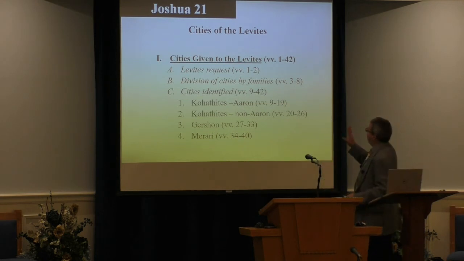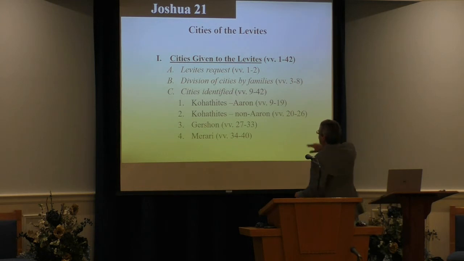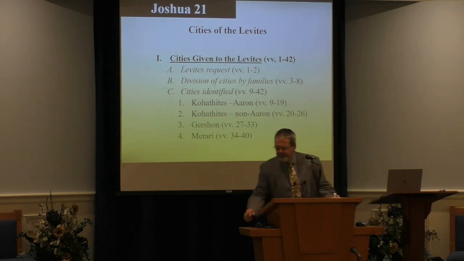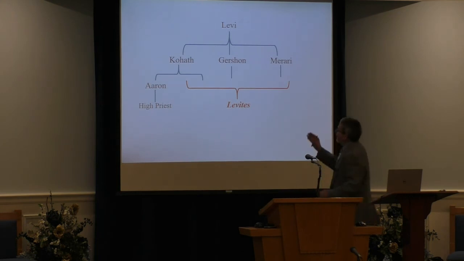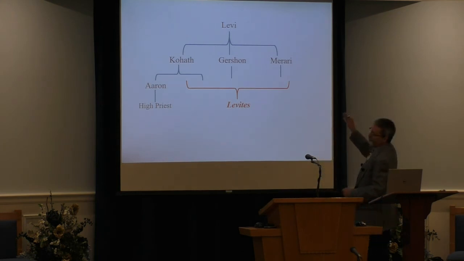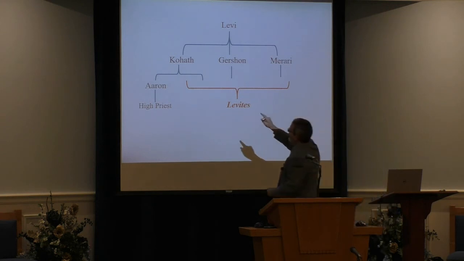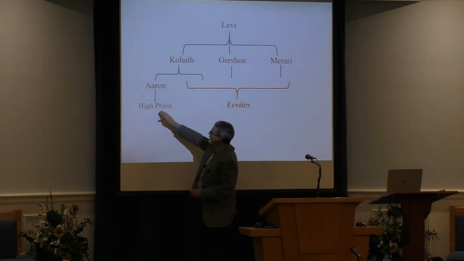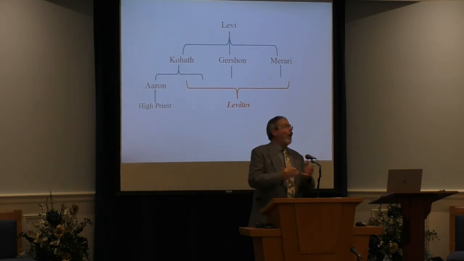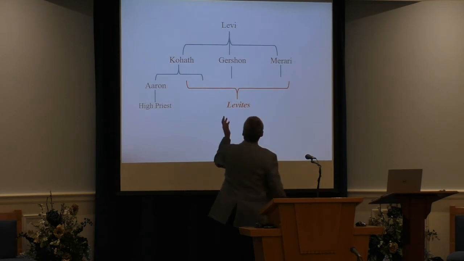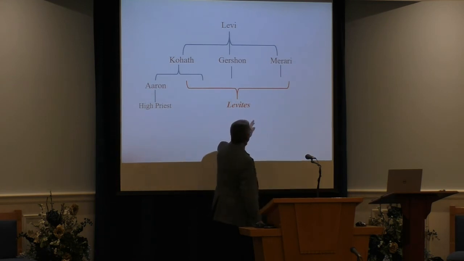All right, now, what we're going to see beginning at verse 9, let me get a family tree here just for a moment. Give me a second to find that. Right here. Levi had these three sons, Kohath, Gershon, and Merari. Aaron came from Kohath, and it was the descendants of Aaron that were the priests. But if you were a descendant of Kohath, Gershon, and Merari, you were a Levite because you were a descendant of Levi.